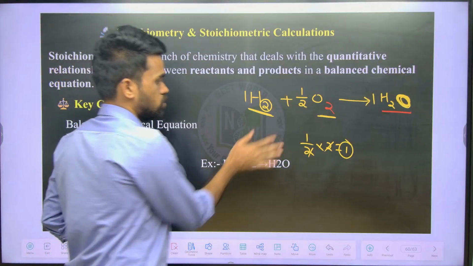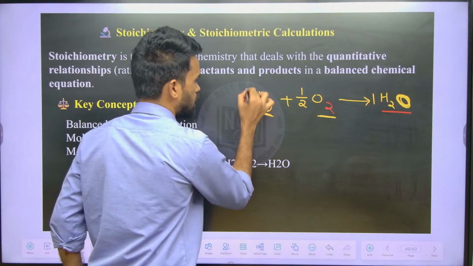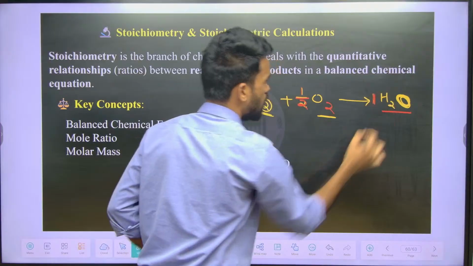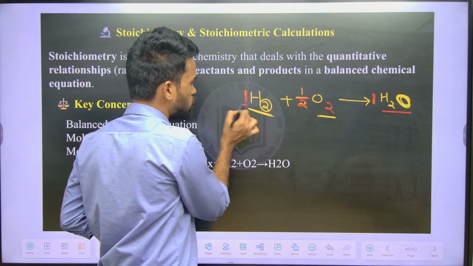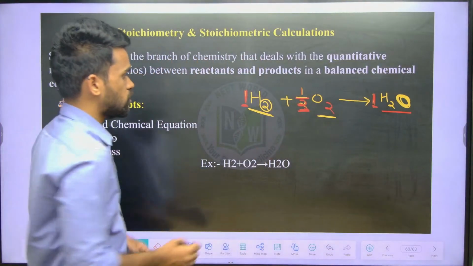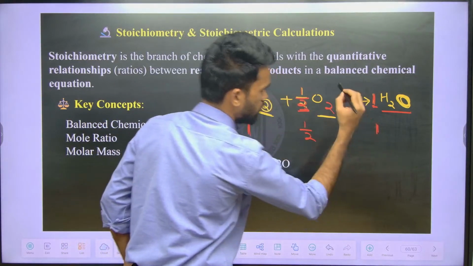After balancing, whatever numbers you are seeing in front of each of these reactants and products are called coefficients. Coefficients of H2, O2 and H2O. So what are the coefficients we are seeing? 1, half, 1. Like this we have.